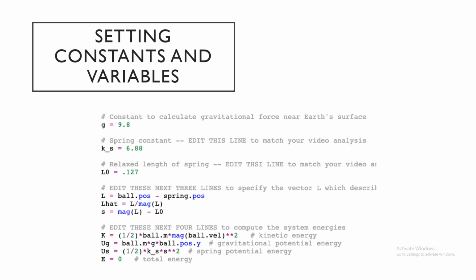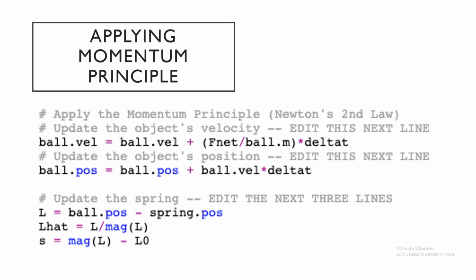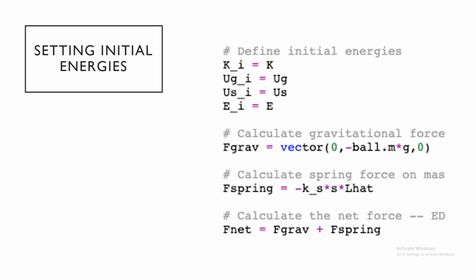And then the formulas for the system energies are just K equals 1/2 mv squared, gravitation is equal to the mass of the ball times g times height, spring potential is just 1/2 ks squared, and then the total energy is set to 0. After this, you just define the initial energies as each variable, and then force of gravity and force of spring are the only forces that we're looking at.